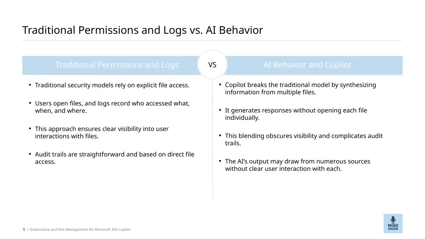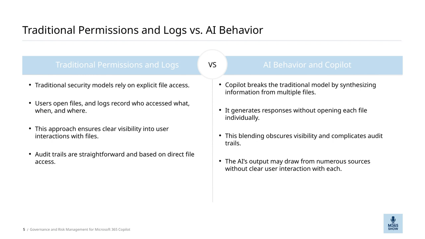Let's take a closer look at how Copilot changes the game when it comes to permissions and logs. Unlike traditional models where access to each file is explicitly recorded, Copilot synthesizes information from multiple files simultaneously. This means it can generate responses by blending data from various sources without opening each file individually. While this is powerful, it also makes visibility more complex and audit trails harder to follow. Essentially, the AI's output may be based on many different sources, but there's often no clear record of how it arrived at that information or which files contributed.